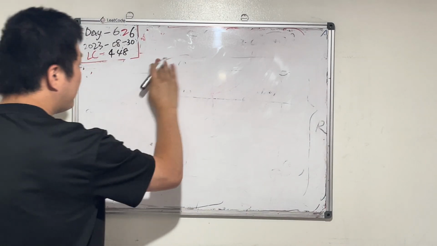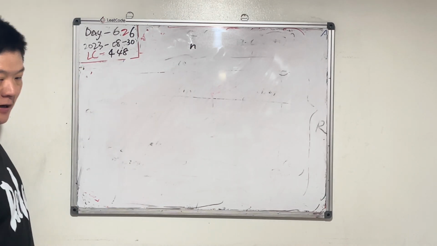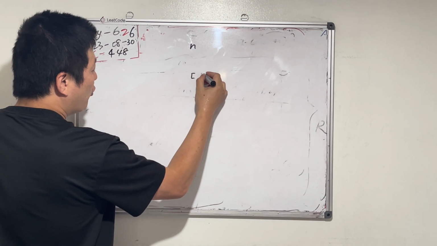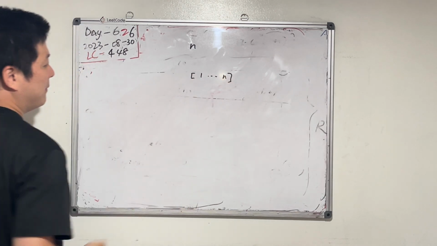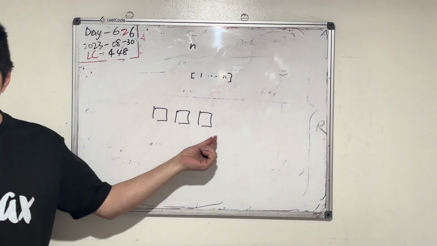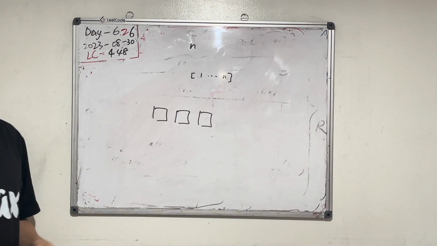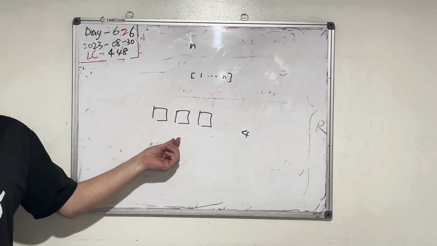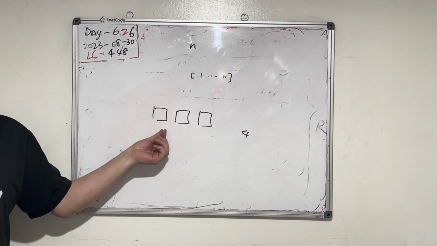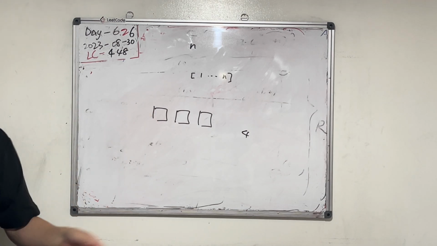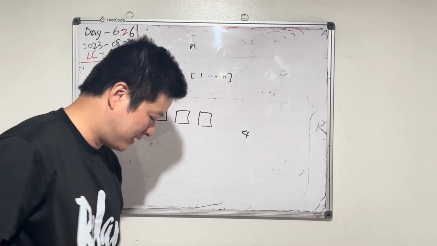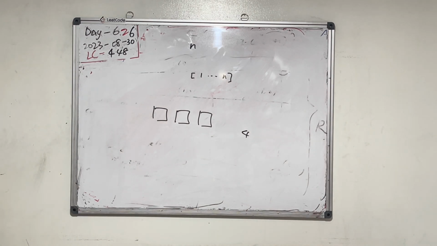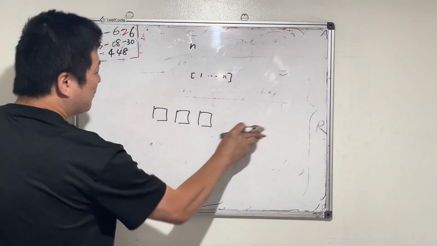Okay, so we're given an array with n integers, right? These n integers are from 1 to n inclusive. There are 3 pigeonholes and 4 pigeons. So one thing we know for sure is at least one pigeonhole has two or more. Yes, that's the pigeonhole principle. Or one of them doesn't sit.